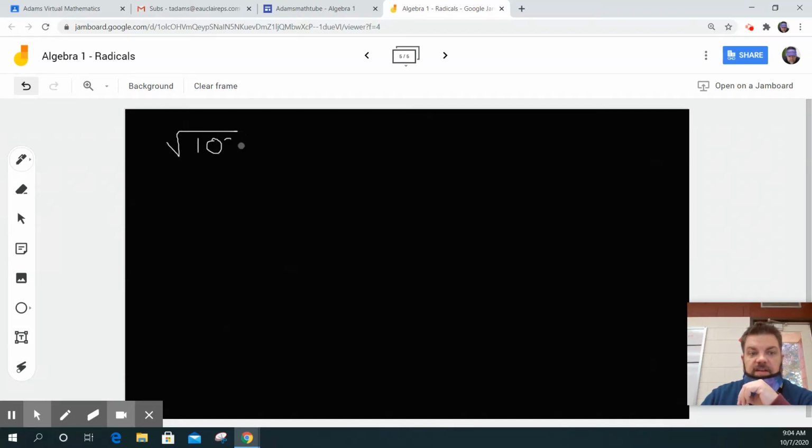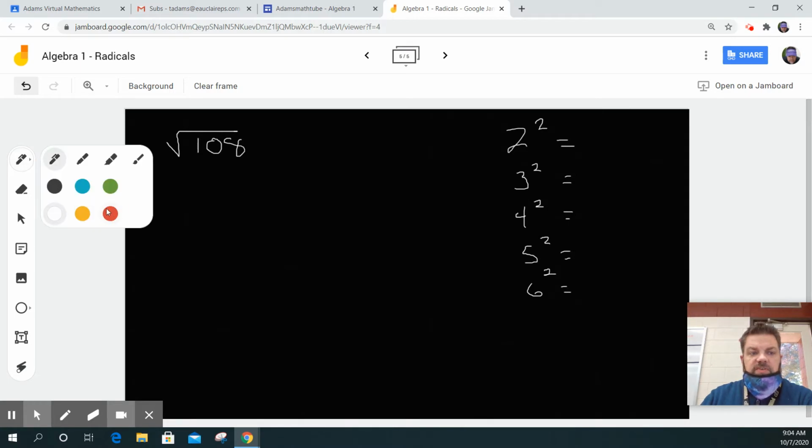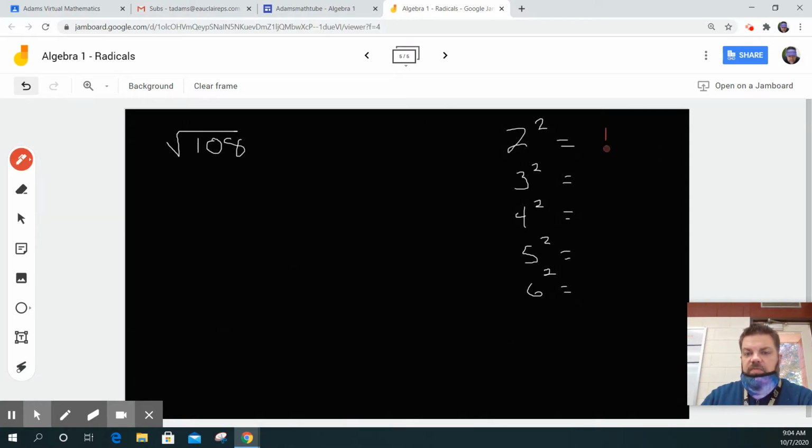Asked to simplify the square root of 108. So what we want to do is think of the perfect squares. The way that we get these numbers is we're just multiplying numbers by themselves. So the perfect squares are these numbers that I'm going to write down in red. 4 is a perfect square, 9 is a square, 16, 25, and then 36.